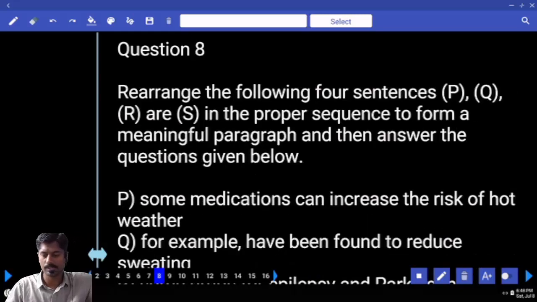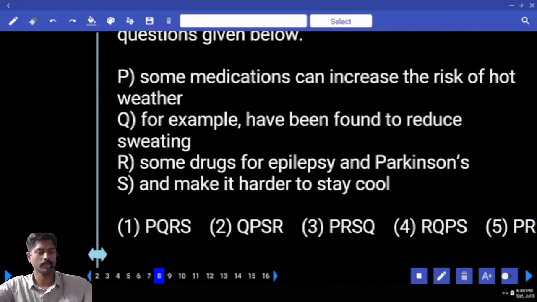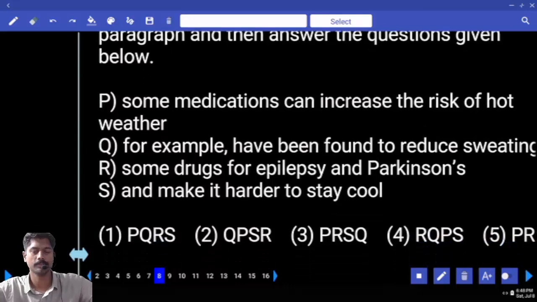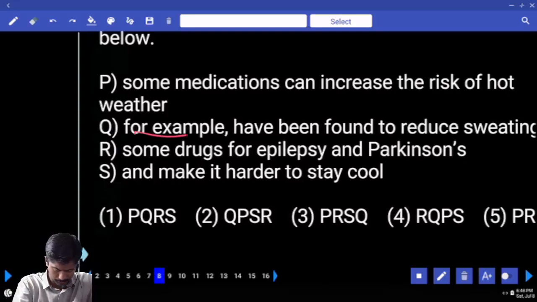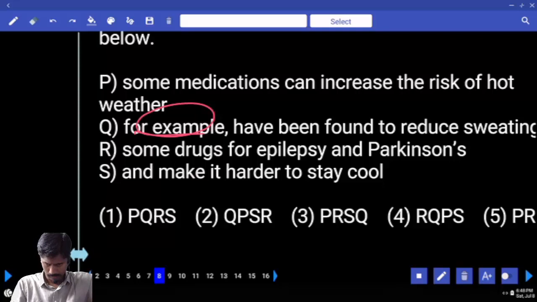Let's start with the second section. Eighth one, TQRS rearrangement. Some medications can increase the risk of hot weather. Maybe first sentence, maybe not. For example, can it be the first sentence? No. I'm eliminating Q starting.